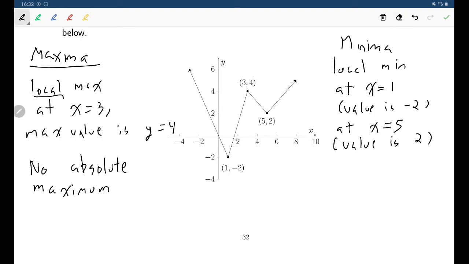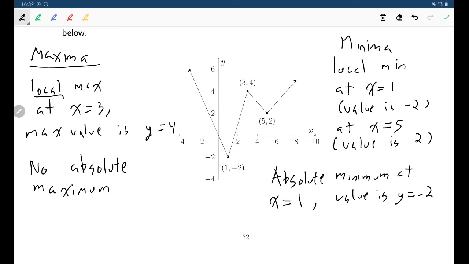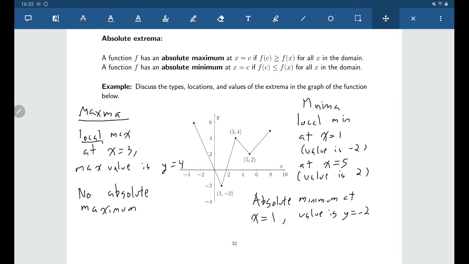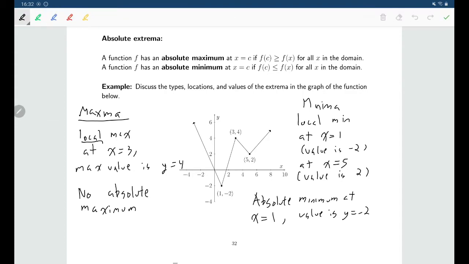So I could say here for the absolute minimum, the absolute minimum happens when x is equal to 1, and that minimum value is -2. So here we do have a smallest y value, and the smallest y value for this function, -2, and that happens when x is 1. So that means you can have a point like this one, 1, -2, that it's both a local minimum, it's the smallest y value in its neighborhood, and it's also the absolute minimum. It's also the smallest y value of all the y values.